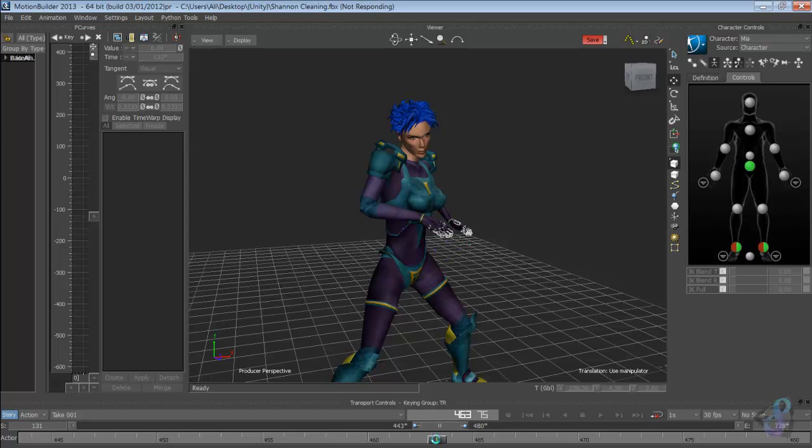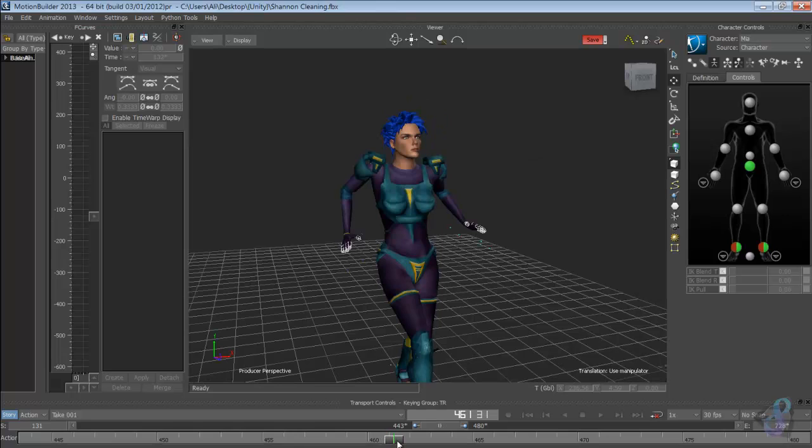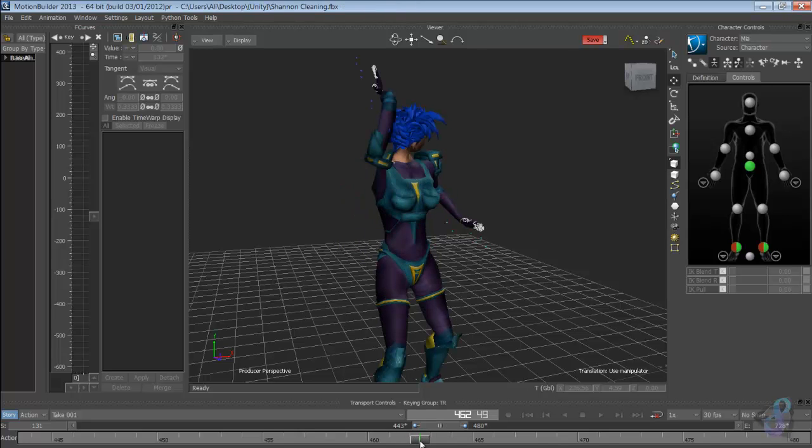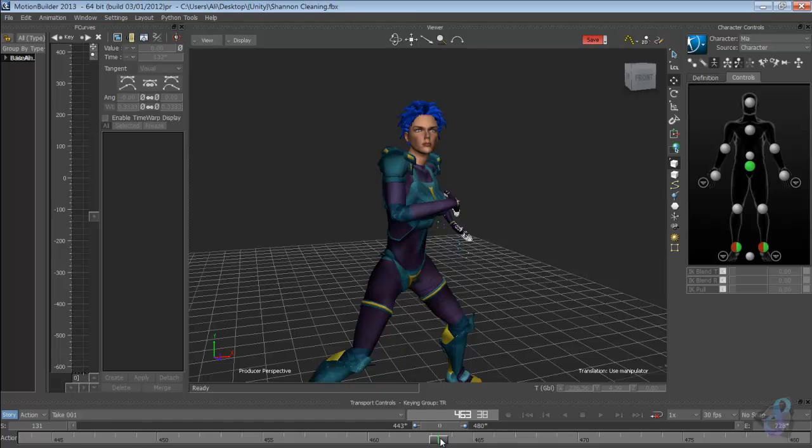And here we go, another one of those. Bad jerkiness. Here we go. The weird things that happen. And strafing, but look at her wrist. It's all twisted around.